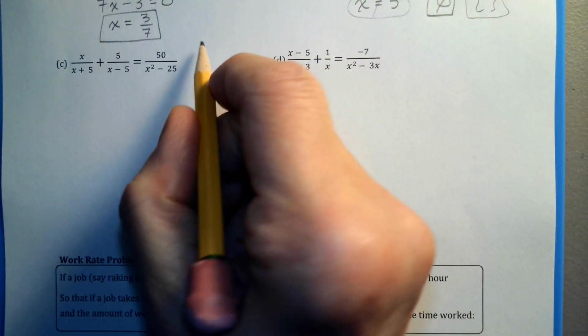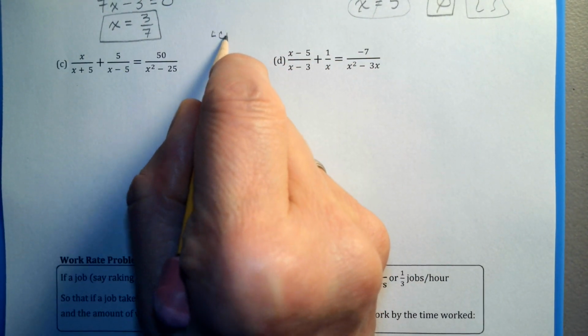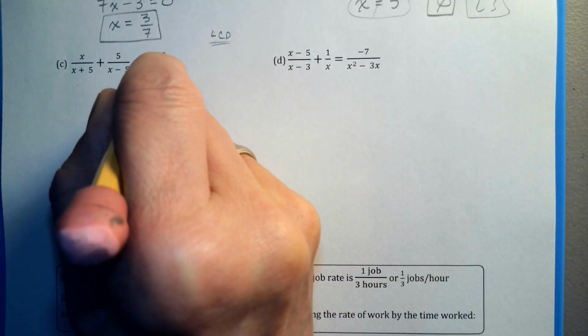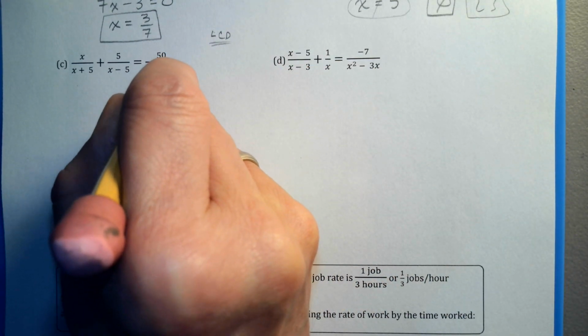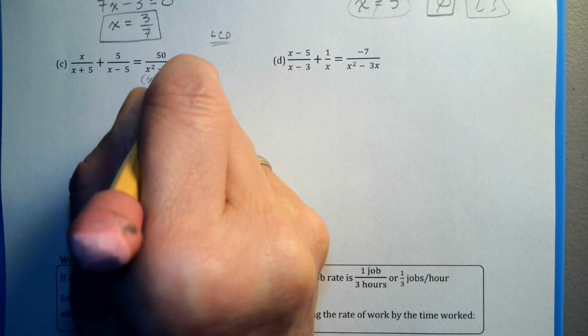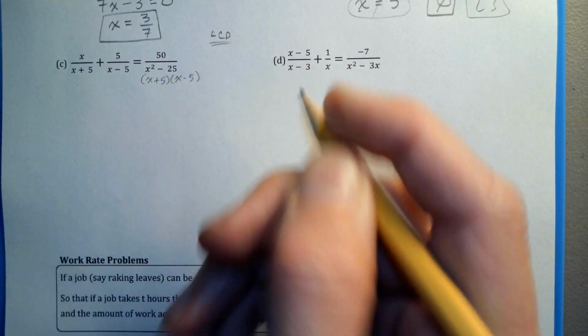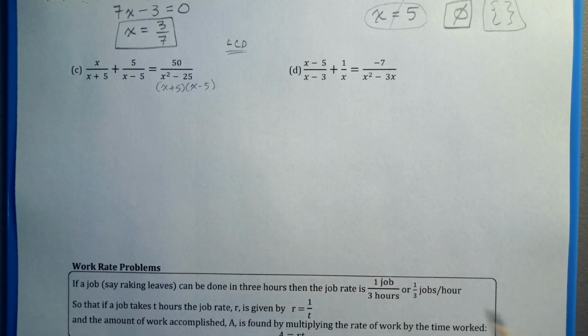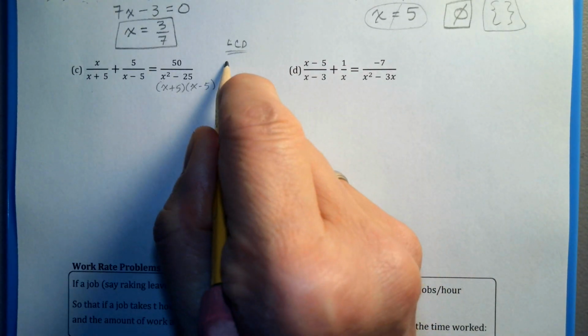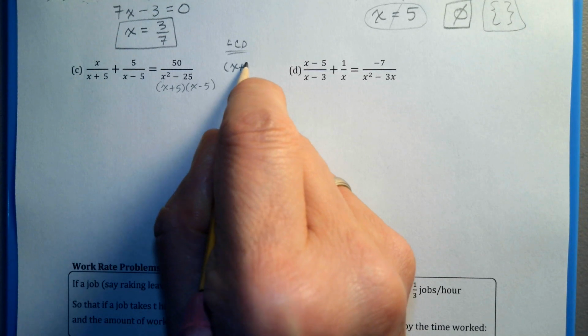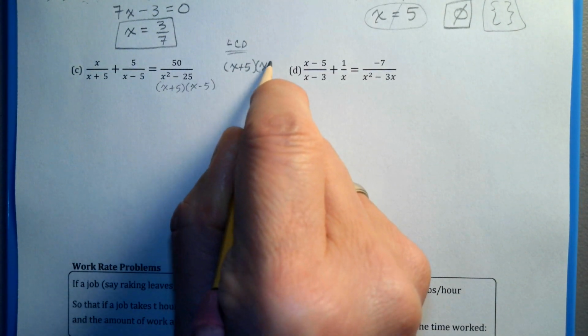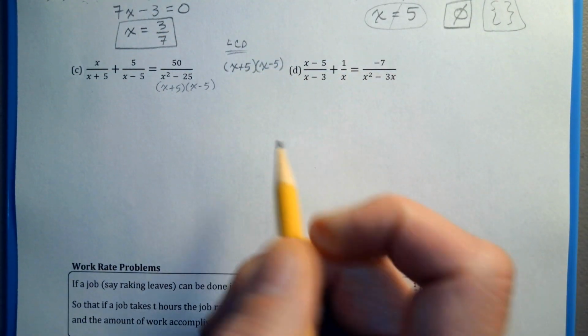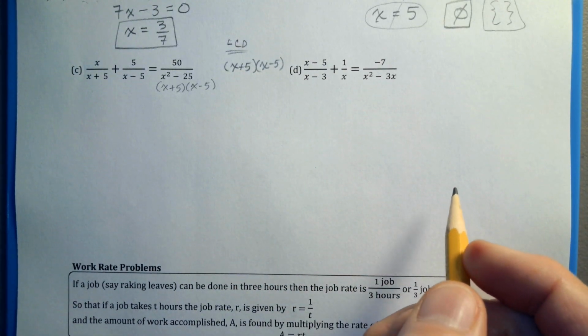Next one, we want to find the LCD again. And probably we want to factor this. So this will be x plus 5 and x minus 5. All right, pause the video and do this problem and see how you do. We know the LCD is the binomial x plus 5 times x minus 5.